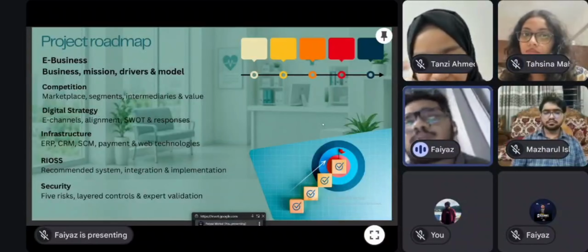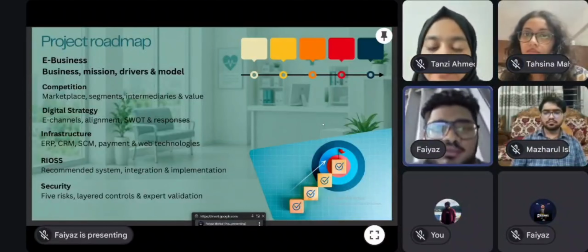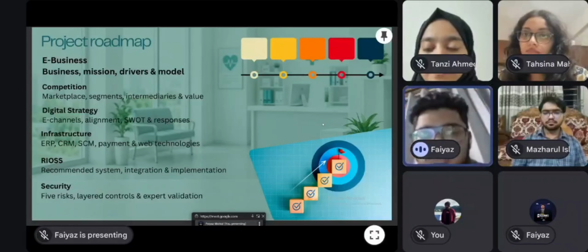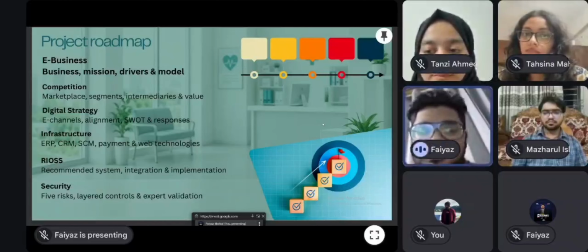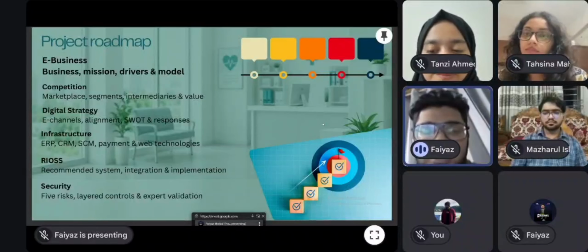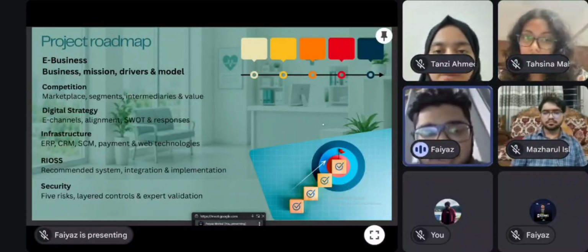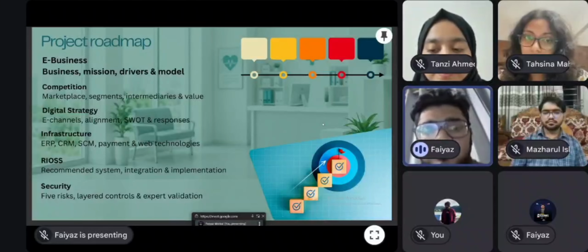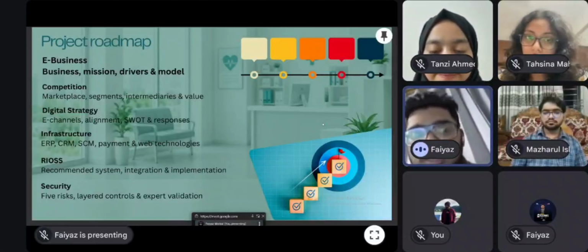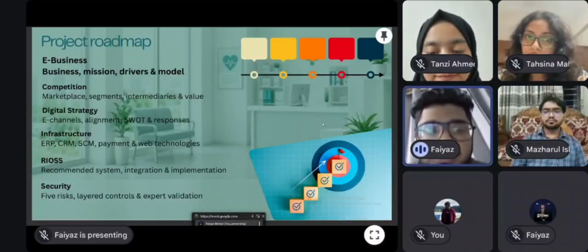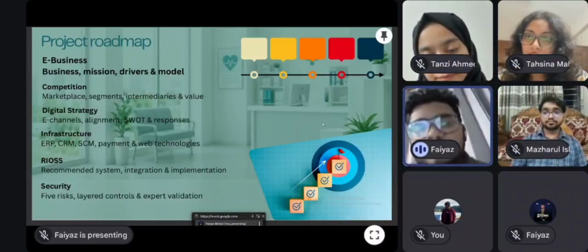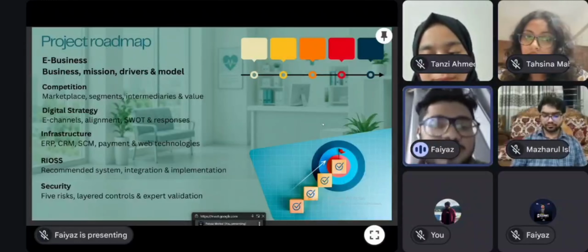Moving on to our next slide, we will be talking about the project roadmap. First, we talk about Arogga's business, its mission, its key drivers, and business model. Then we analyze the competition. Here we examine the marketplace, the customer segments, the intermediaries, and the value offered by Arogga compared to its competitors. The third area is the digital strategy. We look at Arogga's digital channels, strategic alignment, the SWOT analysis, and possible competitive responses.